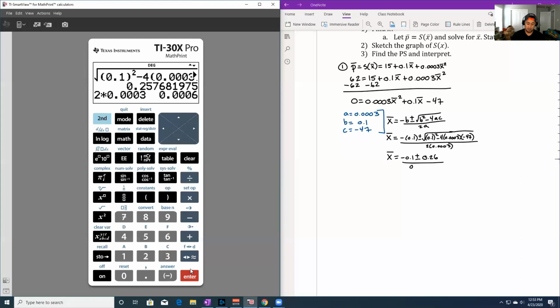Okay, here we go. 2 choices, plus or minus root. Let's go the plus route. Negative 0.1 plus 0.26 over 0.0006. So let's see what I get. Oh, you can type that whole thing in. Negative 0.1 plus 0.26 over 0.0006. I get 266.67.